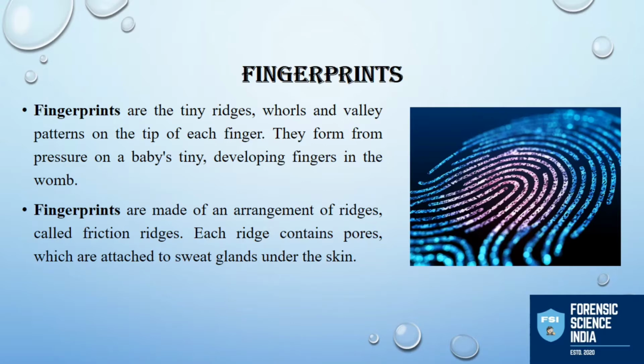Each ridge contains pores which are attached to sweat glands under the skin. The sweat glands under the skin are very important, as because of these sweat glands the fingerprint impression gets imprinted on various surfaces.